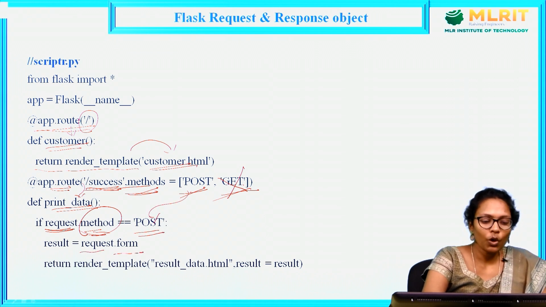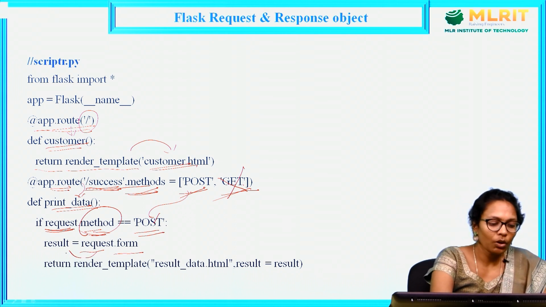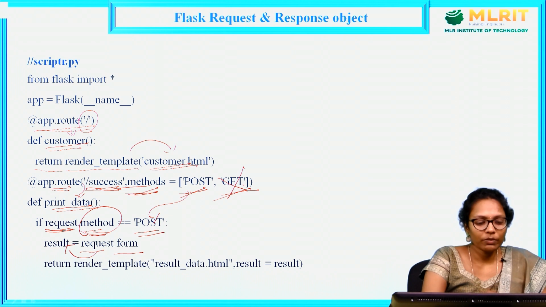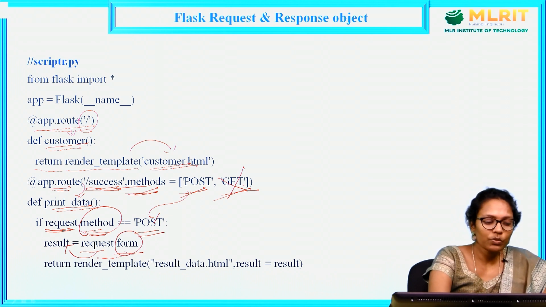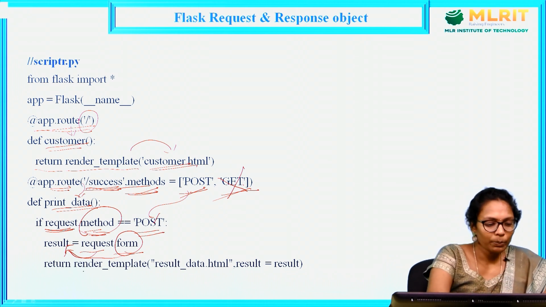Request.form, the complete form data, I am taking and storing in a variable called result. We know the form data will be stored in terms of key-value pairs, and all those values will be stored in the variable called result. Now I just want to display this result in the form of HTML. For that purpose, I'm calling render_template.